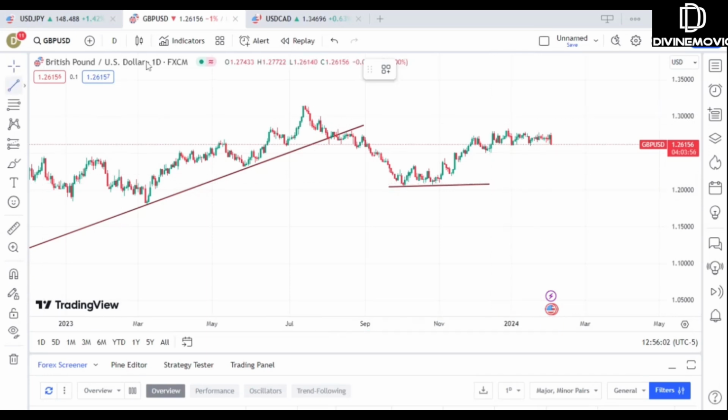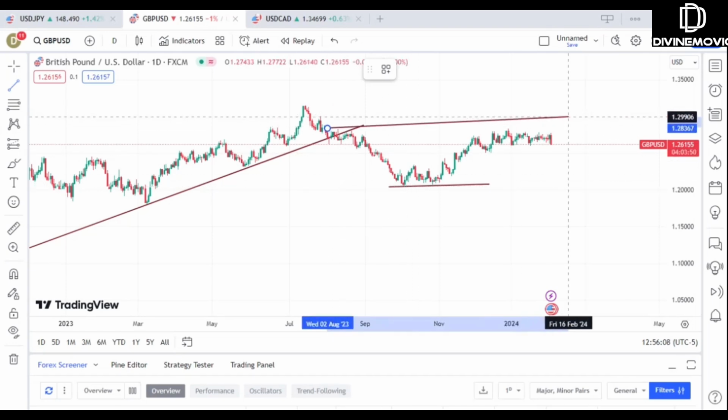And price is still okay. Now this low becomes our key level. Remember, this low is our key level. Our key level again is here, that price broke out from.